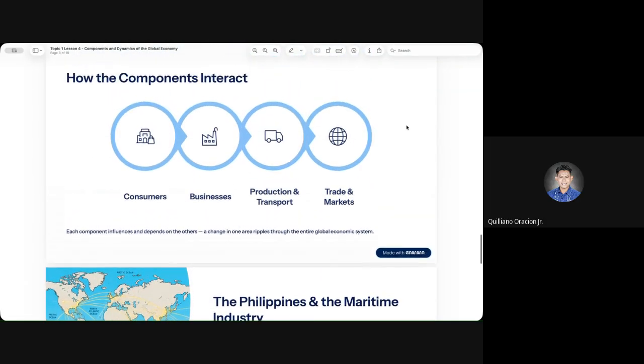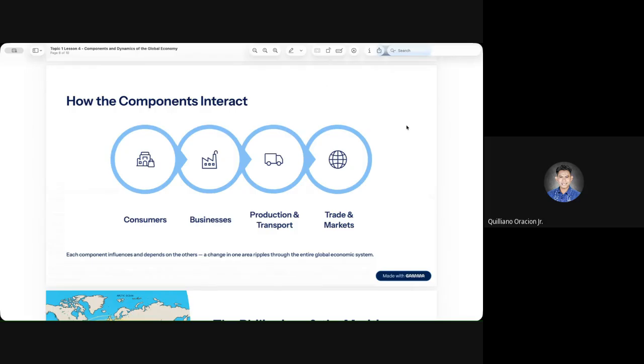Again, everything is connected. For example, a chocolate bar. Cocoa beans from Ghana, sugar from Brazil, milk from New Zealand, factory in Malaysia, shipping by container vessel. It was sold in the Philippines and you bought it. How many countries work together? Many. And that's the global economy.